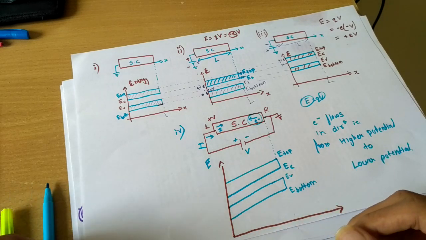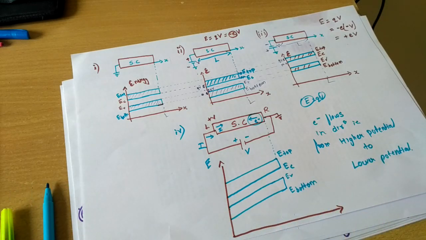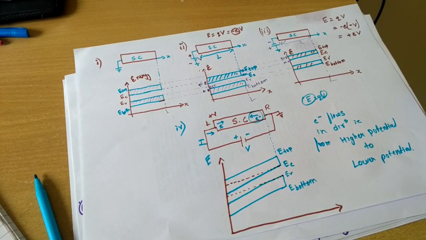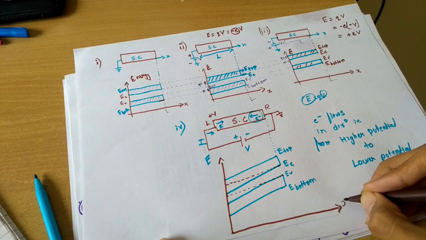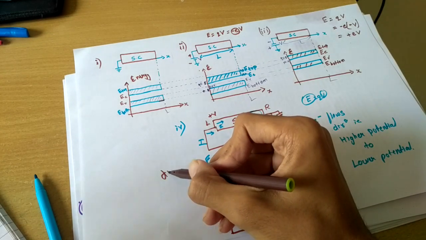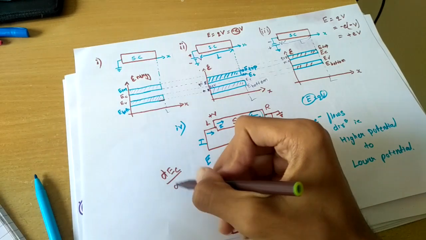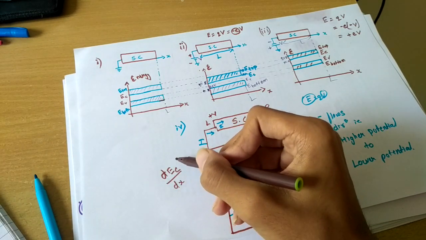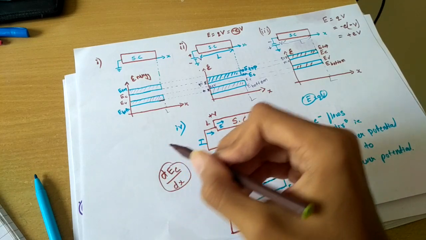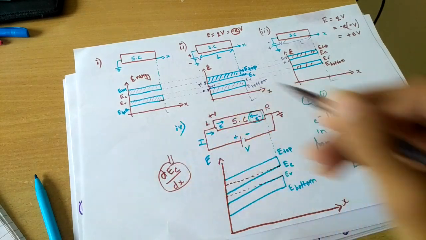So now you might wonder, what is the value of this slope? What if we need to calculate the value of this slope? So let's calculate that. As we all know, the slope is change in y-axis upon change in x-axis. Over here, the x-axis is our distance, right? So directly we can write the slope can be given by dEC by dx. And what is the value of this slope, or we can say what is the unit of this quantity? We will be talking about it in a minute.